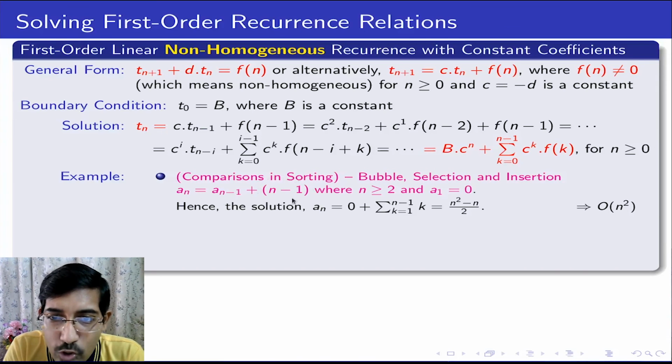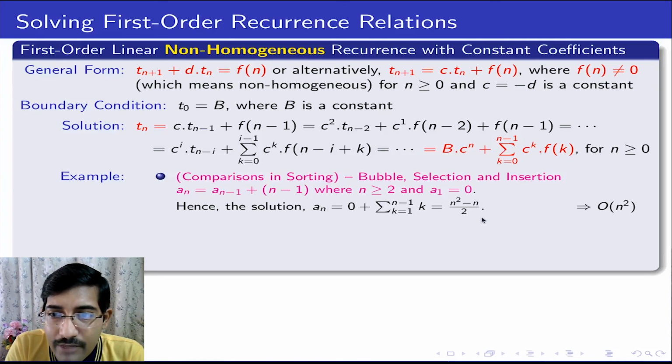See, here the non-homogeneity comes. So the number of comparisons you make in insertion sort in the worst case, the solution becomes, you apply this formula when your a1 is 0. It is 0 plus the sum over k equal to 1 to n minus 1. Your c is 1 and your fk is just n minus 1, this one.